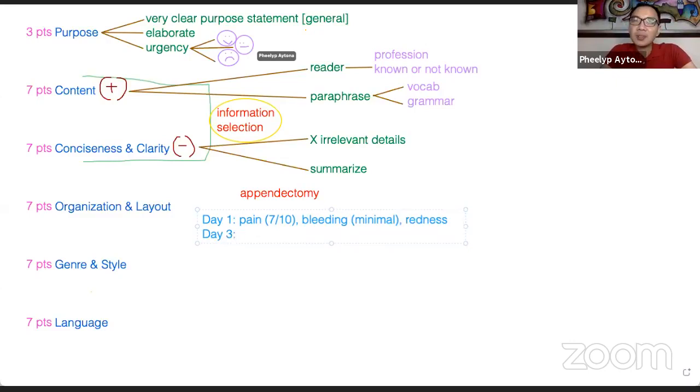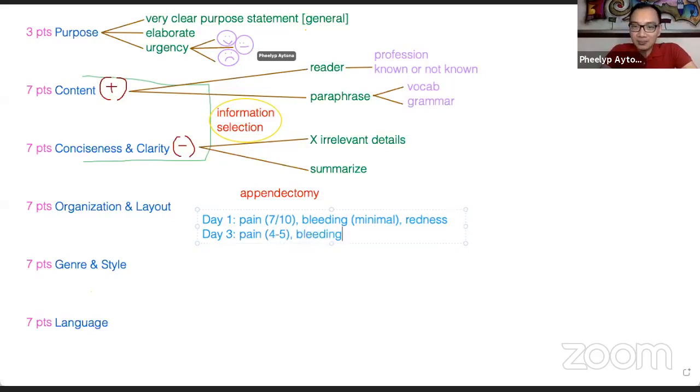Day 3. It's been 3 days since the operation. Is it normal for there to still be pain? Yes. 1 to 10? I've never gone through it, I don't know. 3 to 4. 4 to 5. Okay, let's go with 4 to 5.